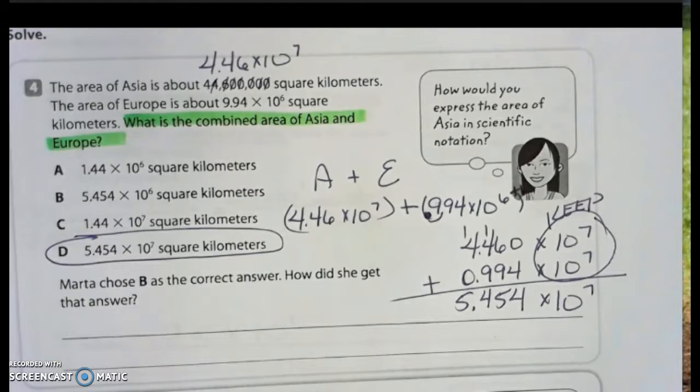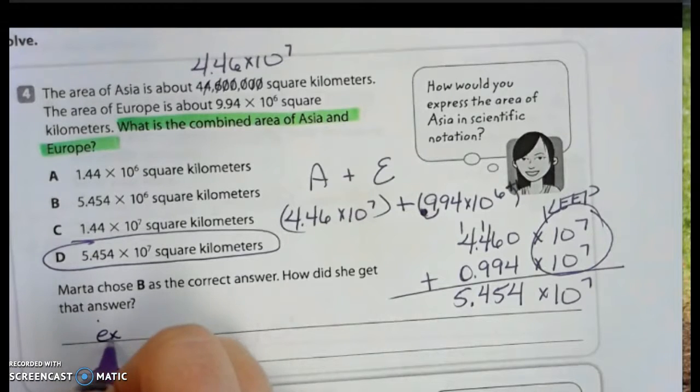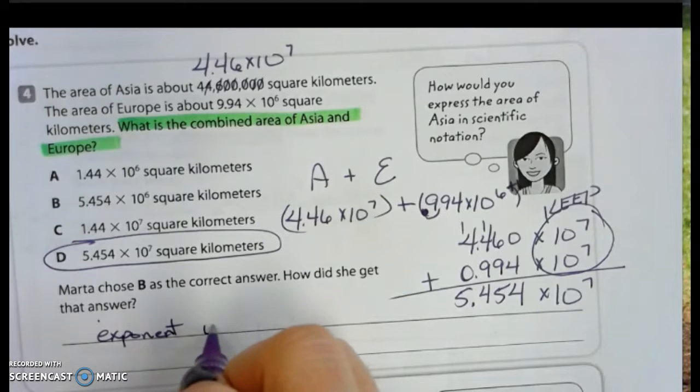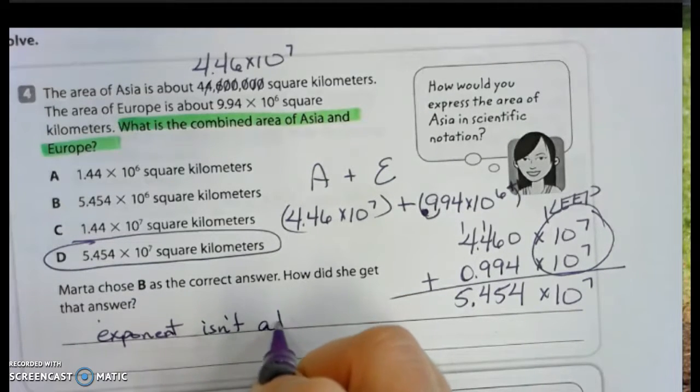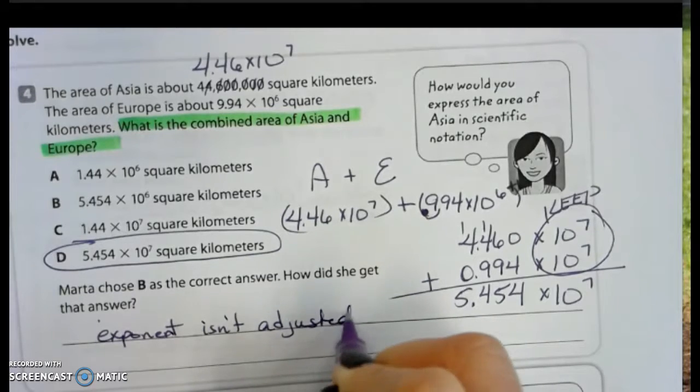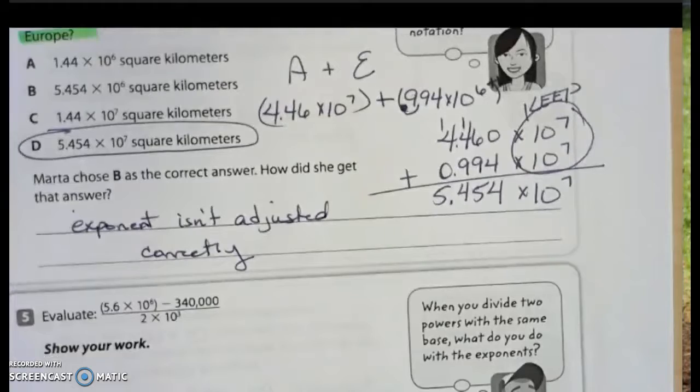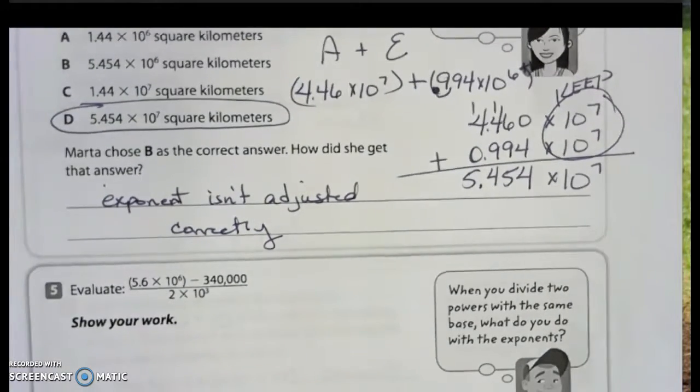Marta chose B as the correct answer. How did she get that answer? When she moved her decimal, she didn't adjust her exponent. Her exponent isn't adjusted correctly. Lots of different possible explanations for that. Okay, those I just have to read and see what's what.